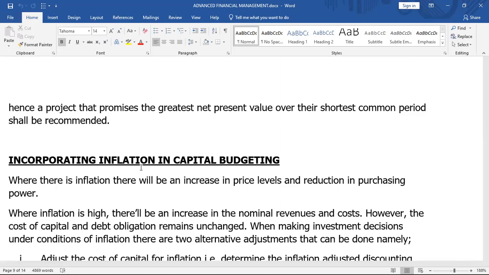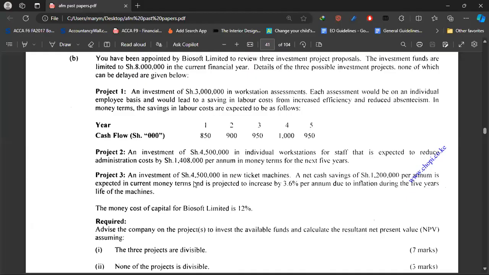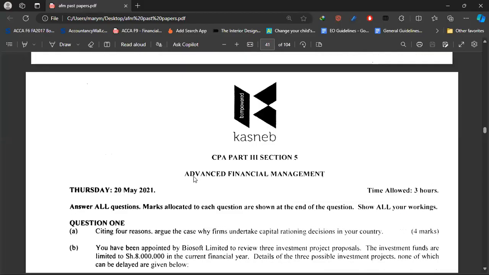There is a question which they brought in May 2017. There is a question there, question number 5B. We can just go there. I know most of you have your past papers, right? Please share the past paper. Okay, we can do so.